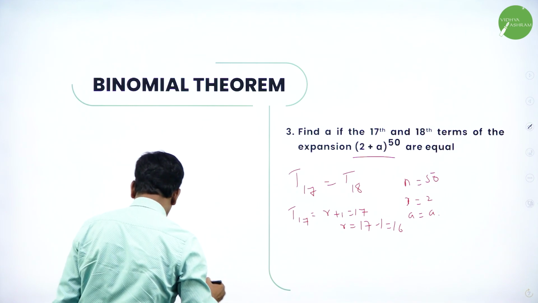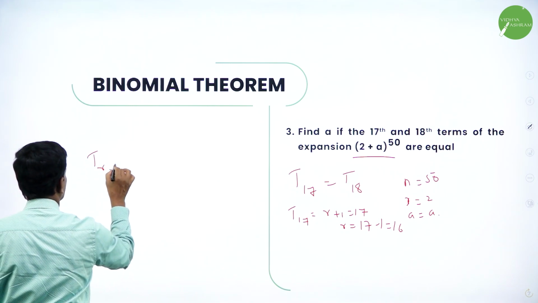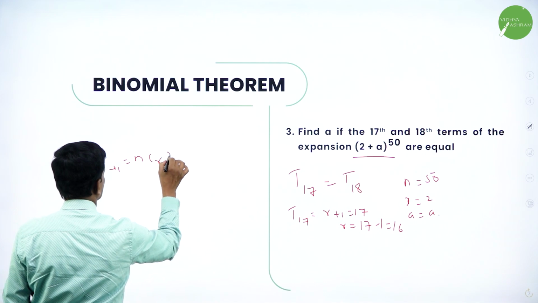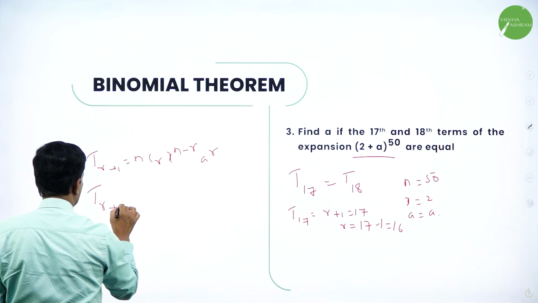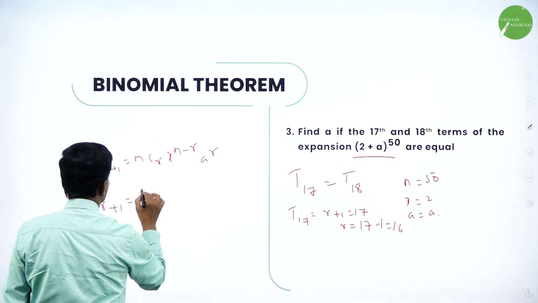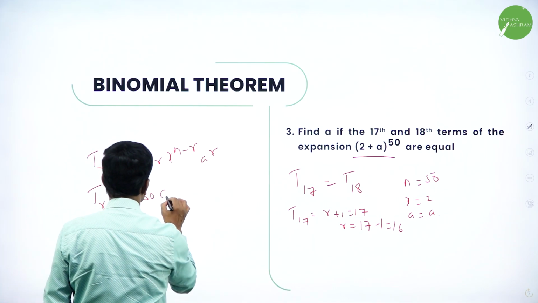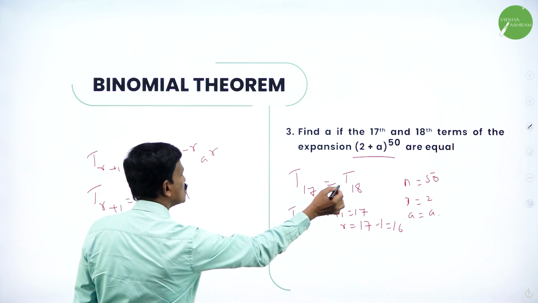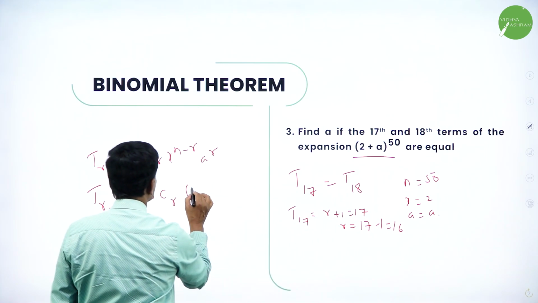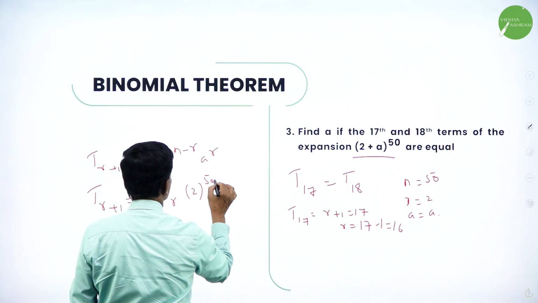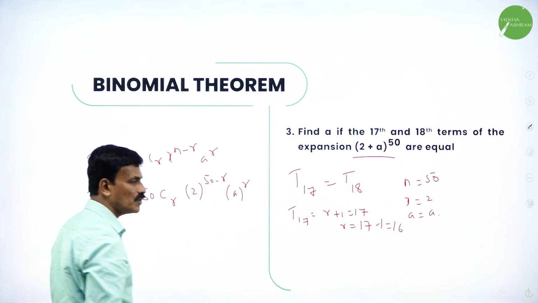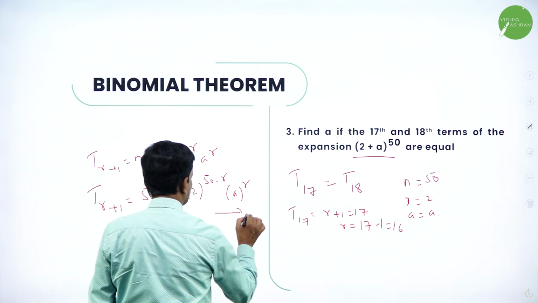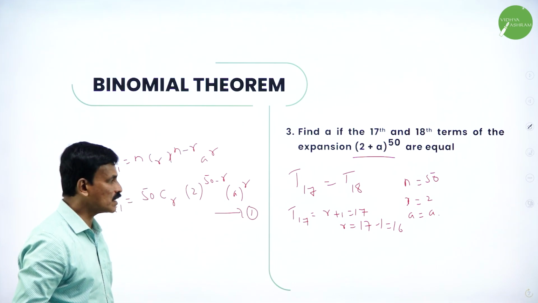Now, first write down the general term, that is T(r+1) = nCr x^(n-r) a^r. So, T(r+1) is equal to, what is n? 50C r, what is x? x is equal to 2, to the power of n is 50 minus r, into a is as it is, a to the power of r. So this is the general term. Let us represent this as equation number 1.